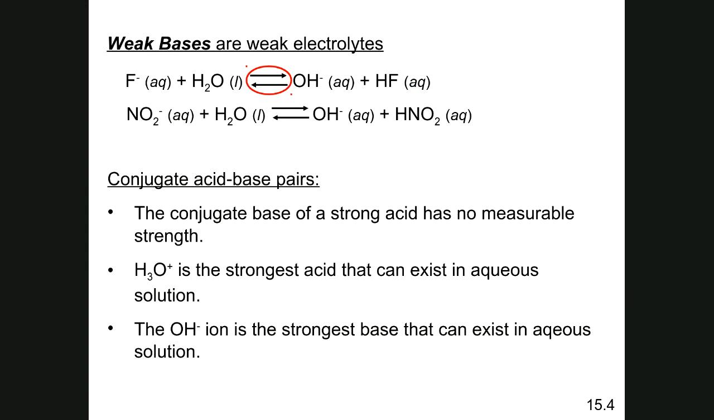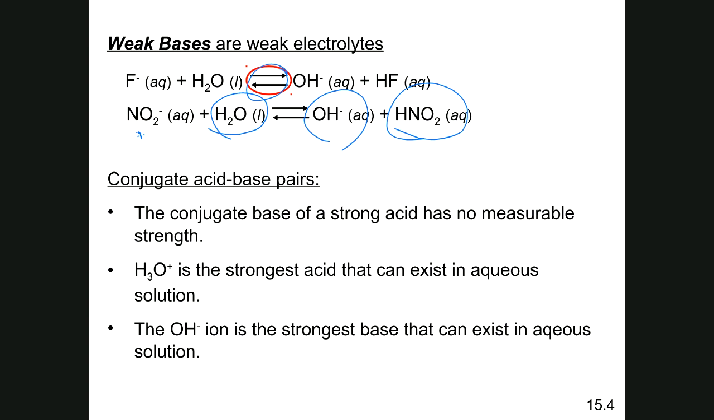Weak bases again. Weak bases are weak electrolytes, and because they are weak electrolytes, they are going to reach equilibrium. That means it is not 100% dissociation here. So you will get a mixture of the reactant and product at equilibrium. If you have a weak base like this, you're going to get a mixture of all four species. Pure liquid is not going to appear in the K equilibrium expression, but you have some of the reactants left.